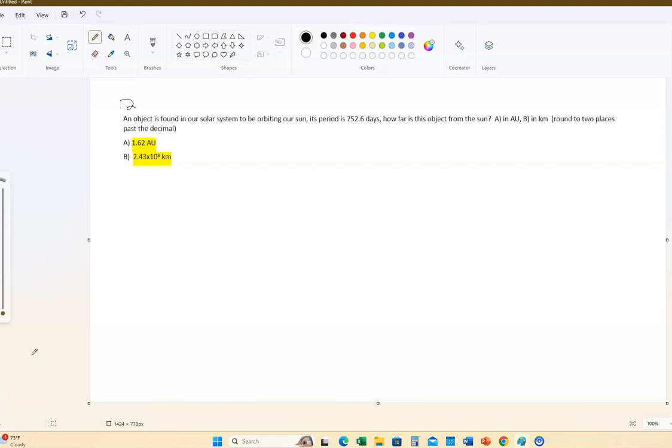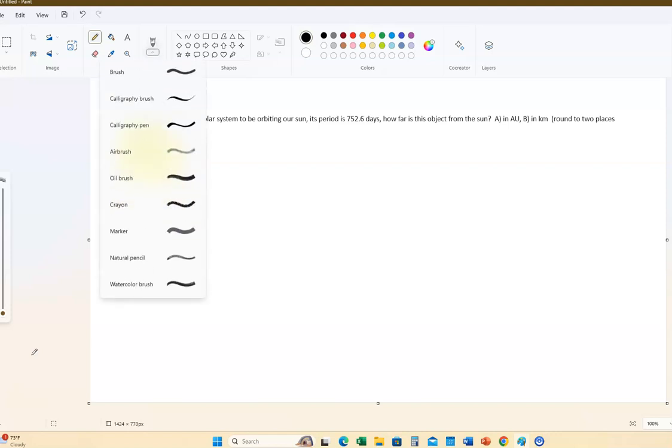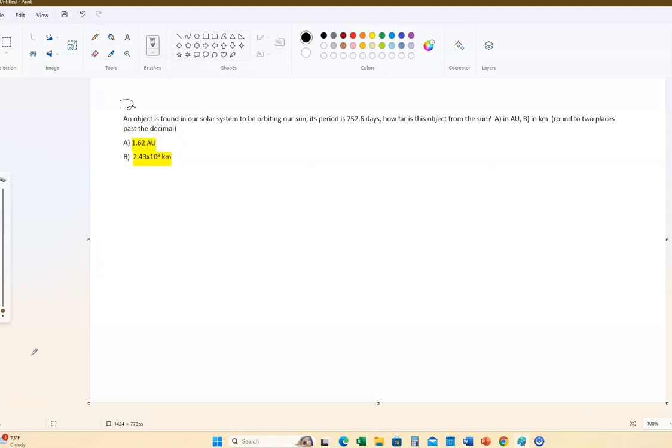All right, so this is our second problem. Let's read the problem. It says an object is found in our solar system to be orbiting the sun. Its period is 752.6 days. How far is the object from the sun?